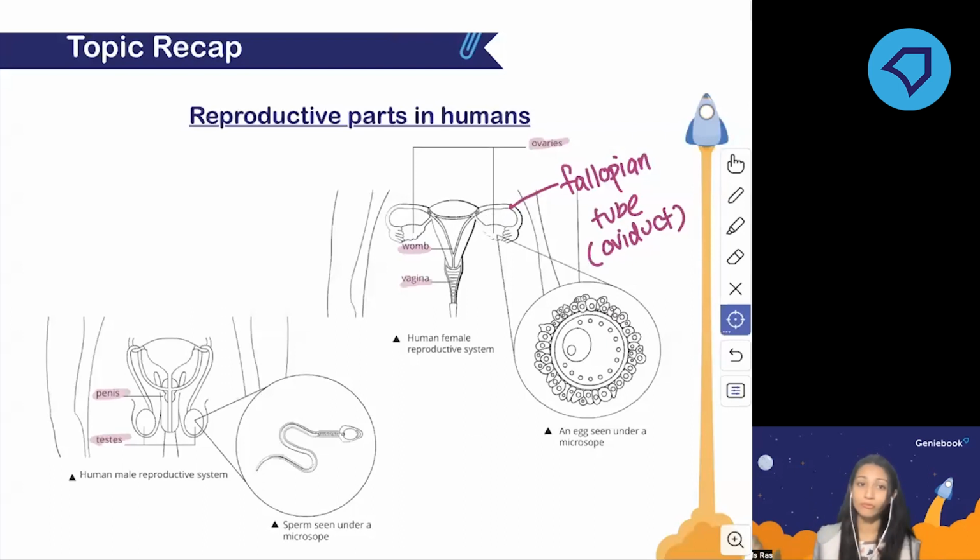So they have to remove it. Unfortunately, they cannot allow the baby to continue growing. But that is not tested in your exam. Extra knowledge. Okay, let's move on first.